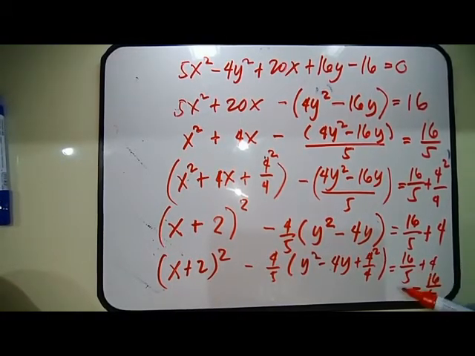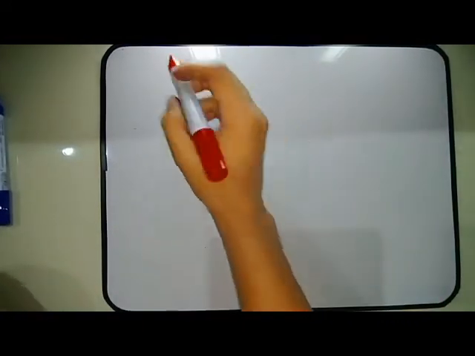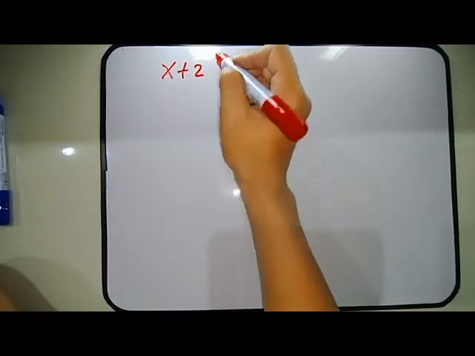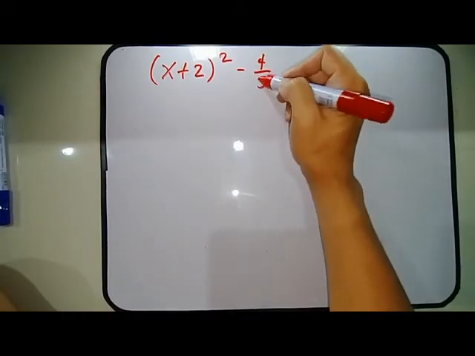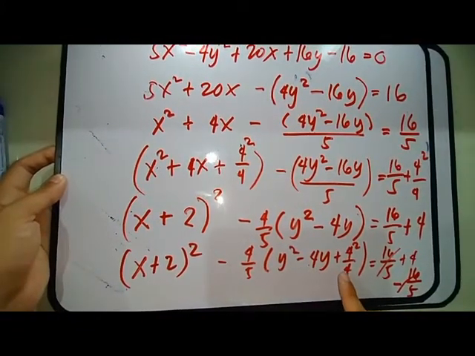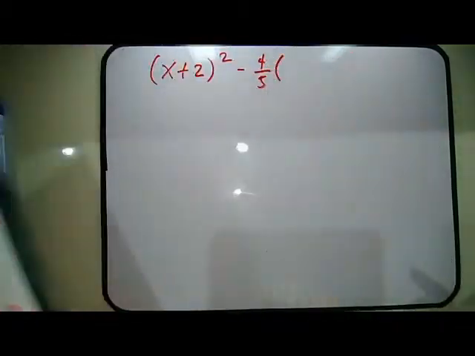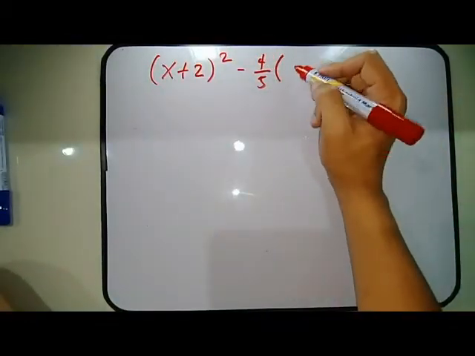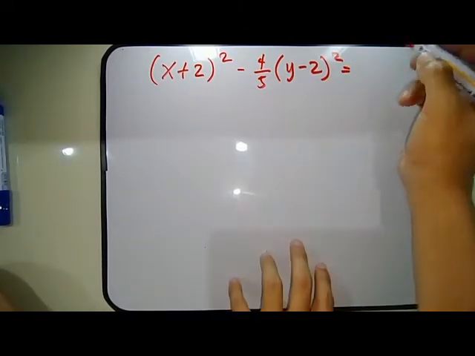So ito guys, makakancel na siya. 16 over 5 minus 16 over 5. So ito guys, complete na siya. So i-rewrite lang natin. So x plus 2 squared. So minus 4/5. So the factor is, you have here y squared minus 4y plus 4. So magkaibang sign, ibig sabihin minus natin siya. So y minus 2. So this is squared equals 4.